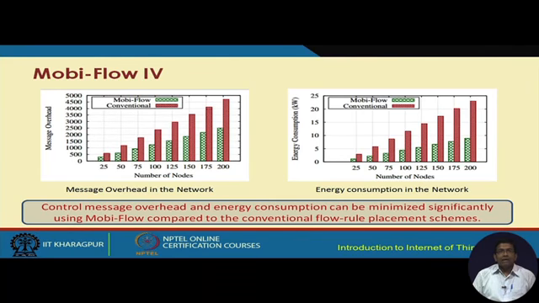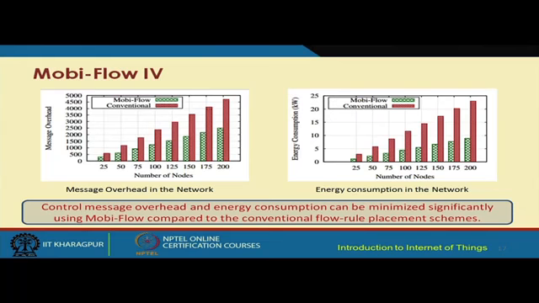But I would like to summarize by giving a summary of the results of comparison between MobiFlow and the conventional solution. With respect to message overhead and energy consumption, MobiFlow performs better compared to the conventional solution, and this is quite evident from these two plots. So, control message overhead and energy consumption can be minimized significantly using MobiFlow compared to the conventional rule placement schemes.